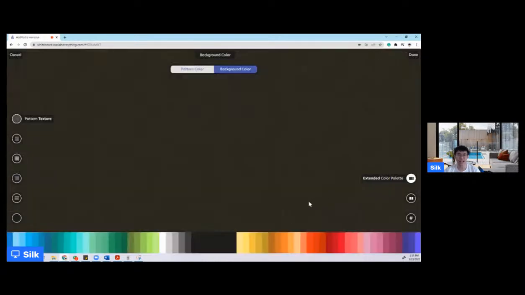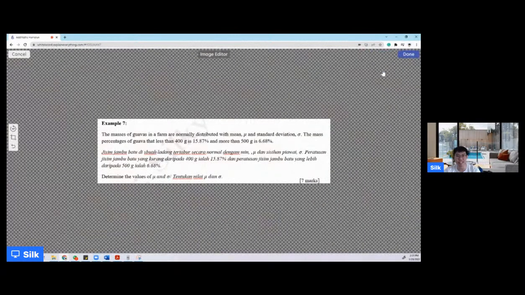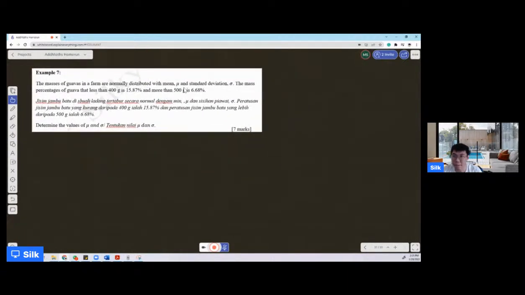Okay, last year's exam. I actually spotted this question, and it actually came out in their exam. So what is the question that came out in the SPM? The masses of Wawa in a farm are normally distributed. The percentage of mass less than 400 g is 0.1587, and more than 500 g is 0.0668. Okay, so in this case, what is x less than 400?